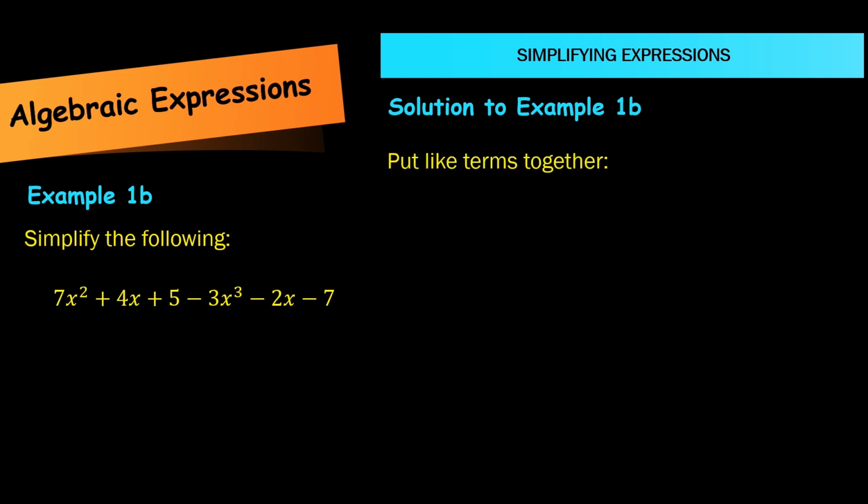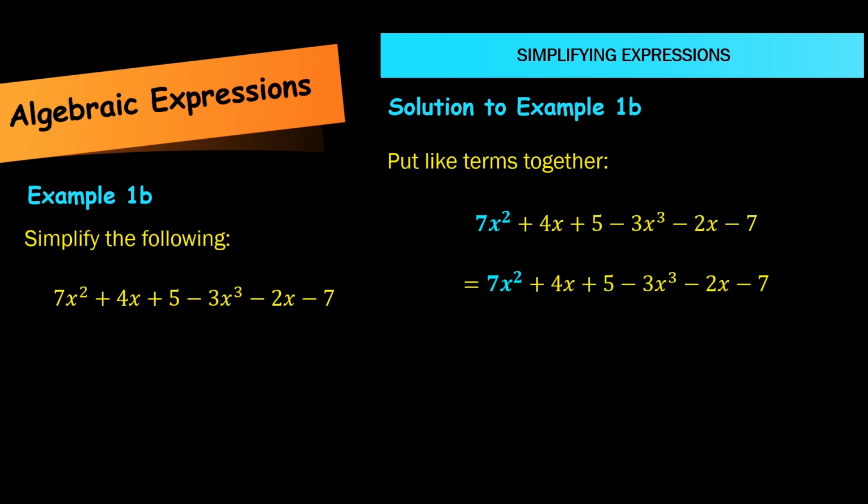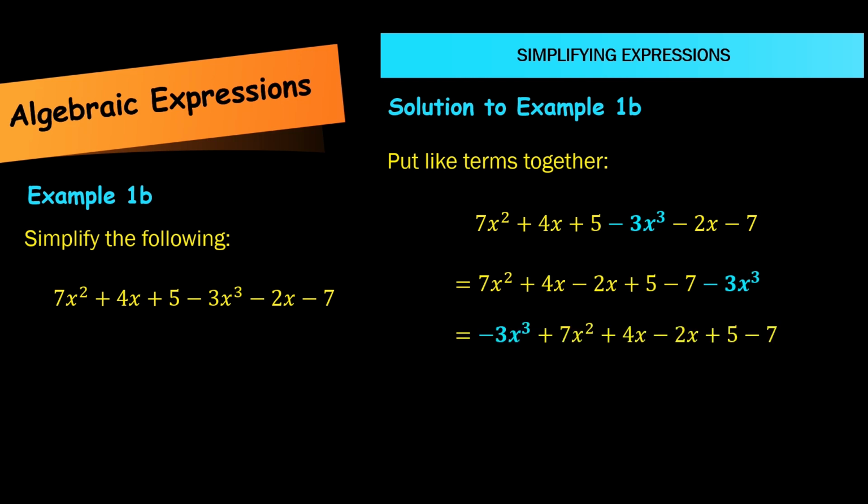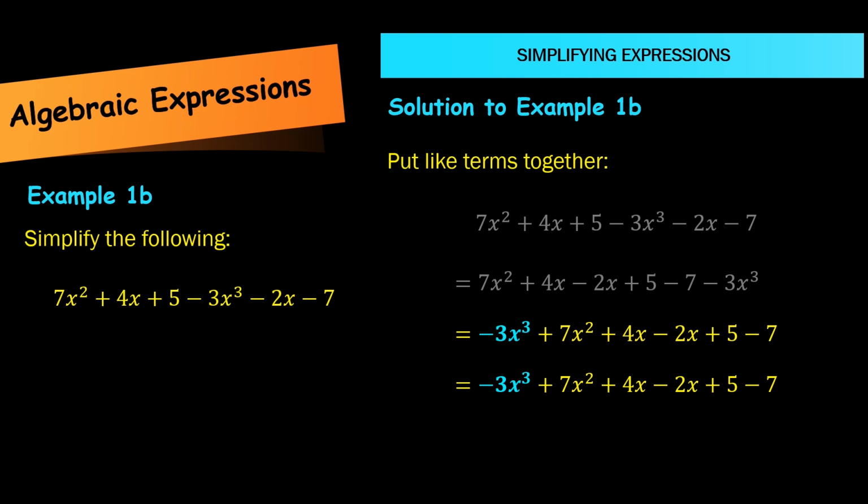Again, put the like terms together, the x squared terms, the x terms, the constant terms, and the x cubed term. It is conventional to position the highest power first and then go down in order of size. So 4x minus 2x is 2x, and the constant term simplifies to minus 2.